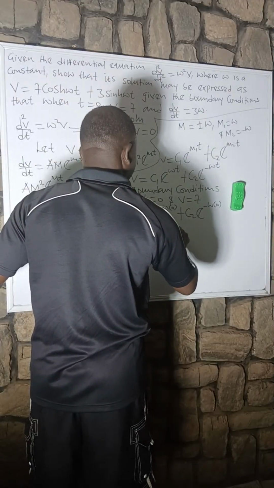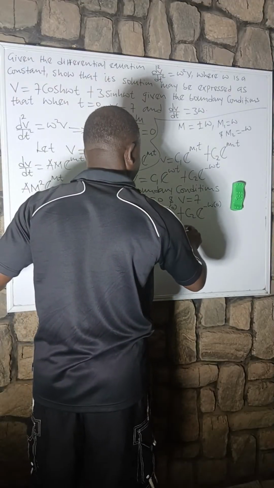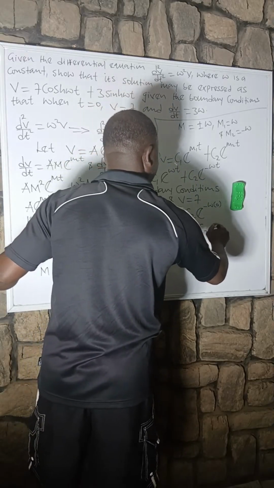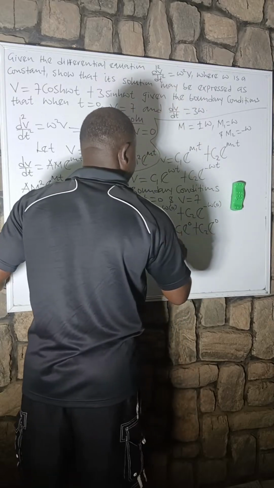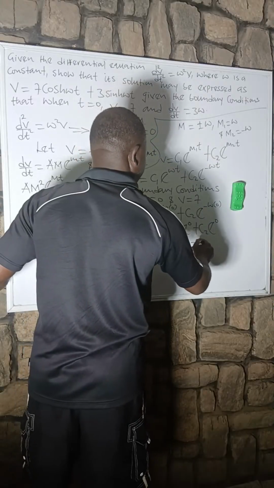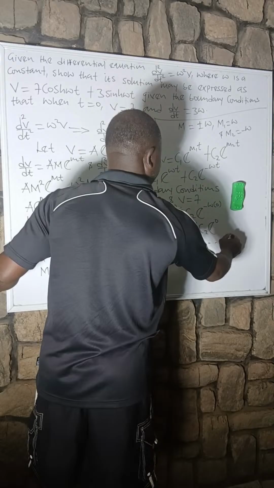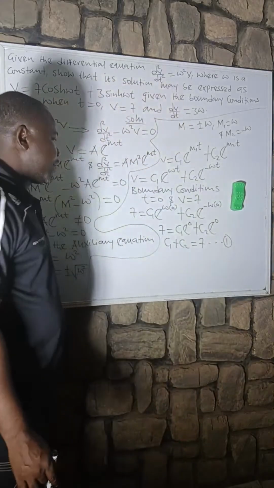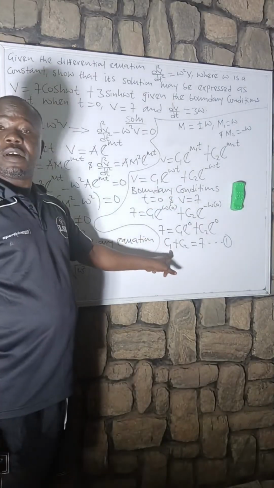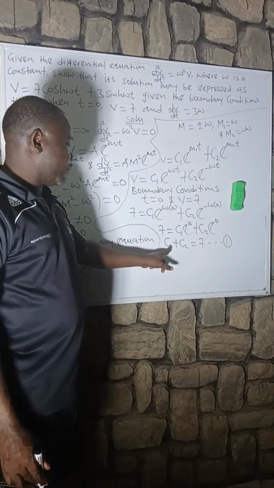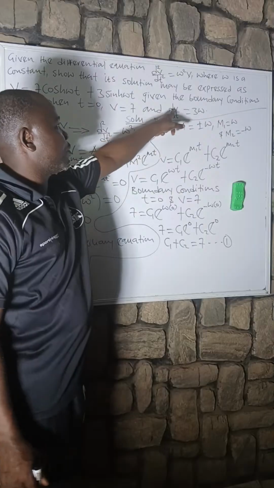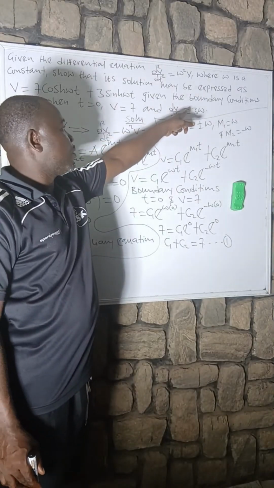Our 7 is equal to c1 plus c2 exponential 0. So this implies that c1 plus c2 is equal to 7. We can name this equation 1. Can you see now? Then let us go ahead, because we are here to find the values of c1 and c2. So let's differentiate this so that we can substitute in the boundary condition here.